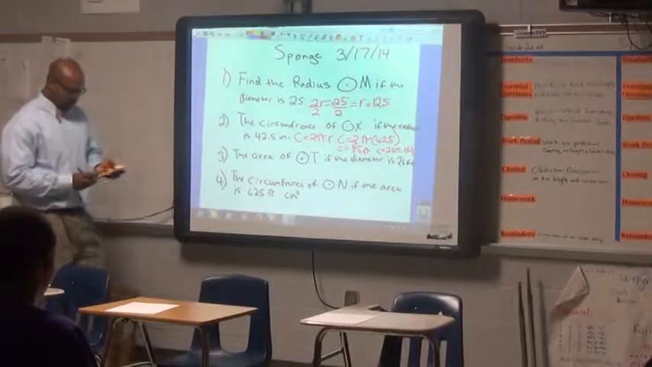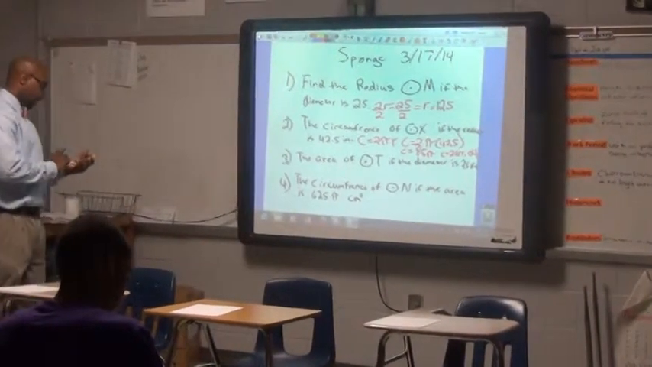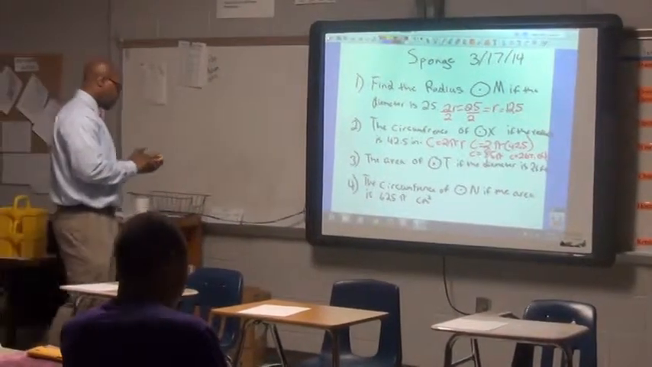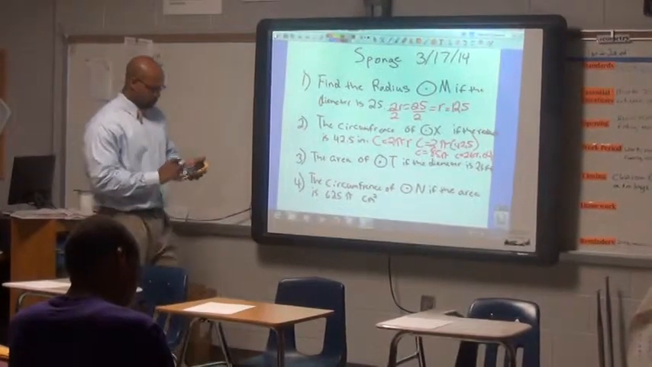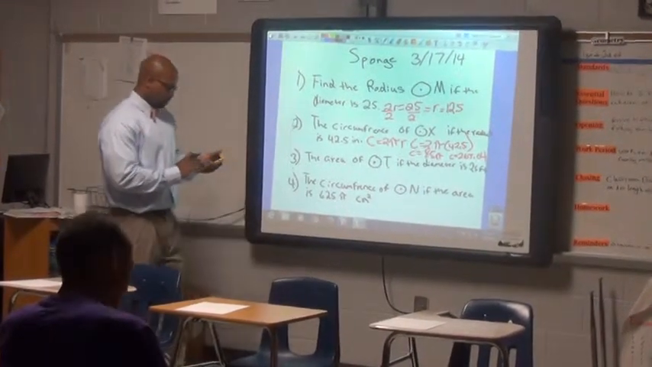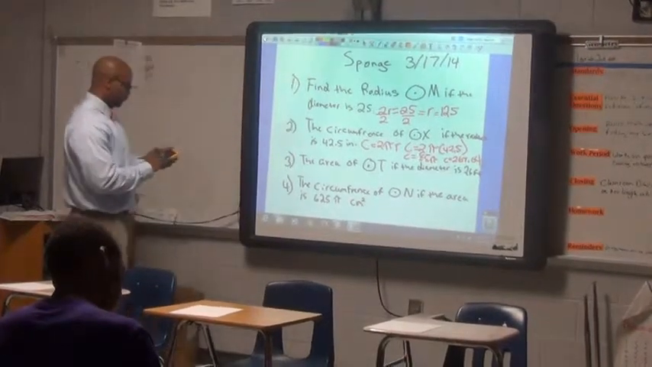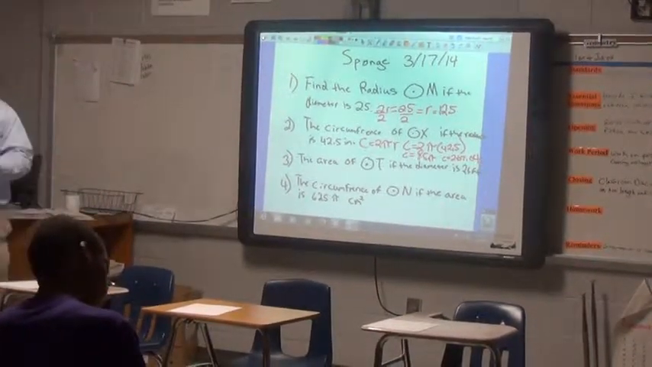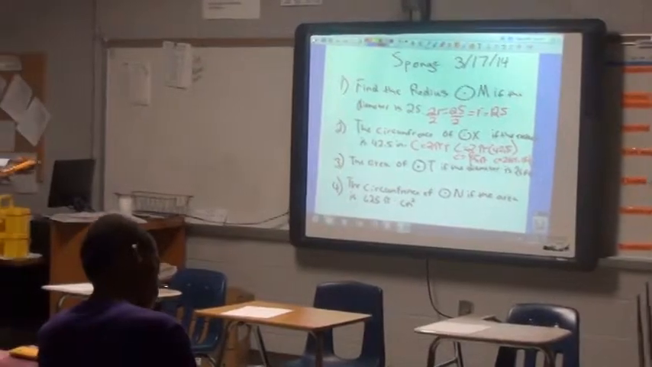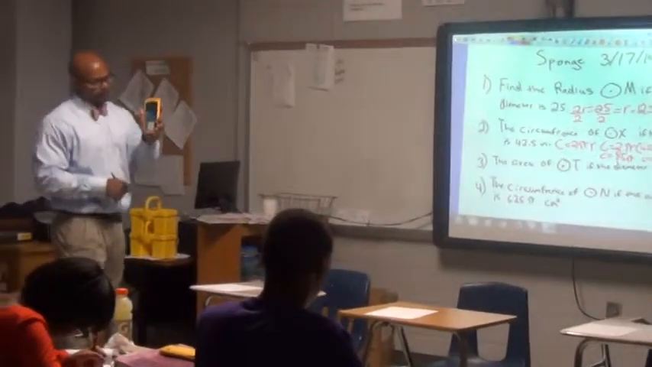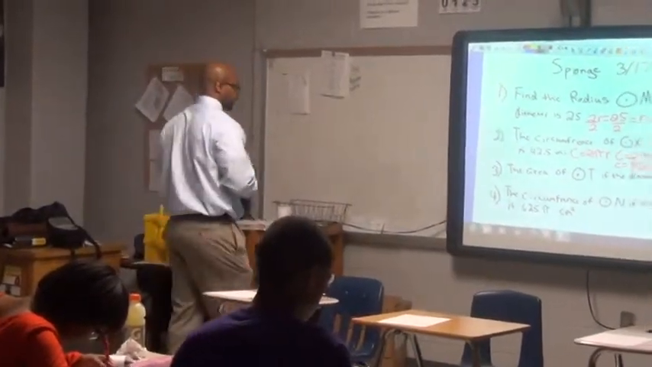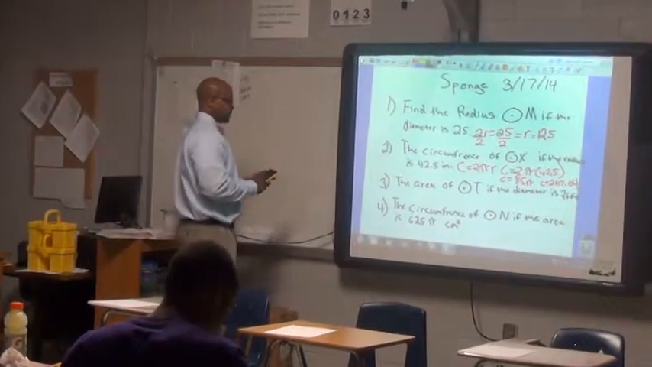Alright, just to go over how we do that in the calculator, we'll hit 2 pi times 42.5. Hit enter. Now it gives us 85 pi. In order to get the approximate answer, we hit the arrow right above the enter sign. Alright.